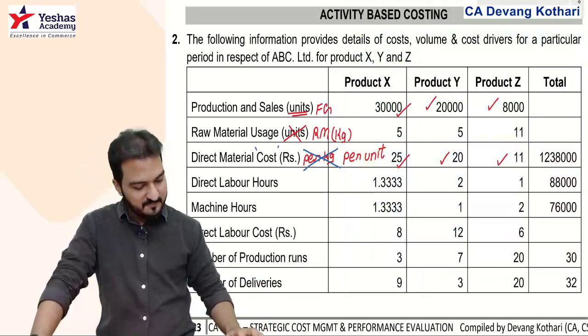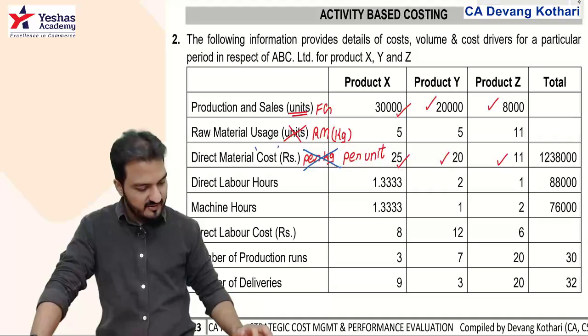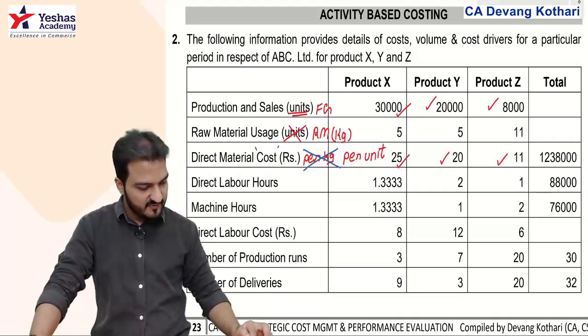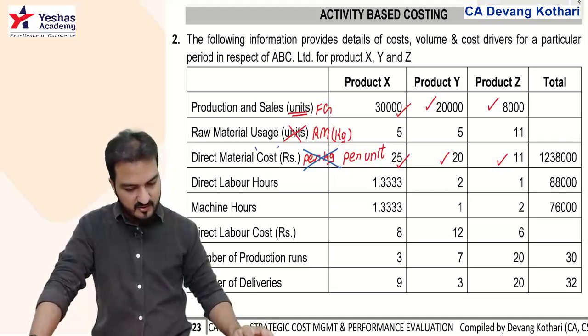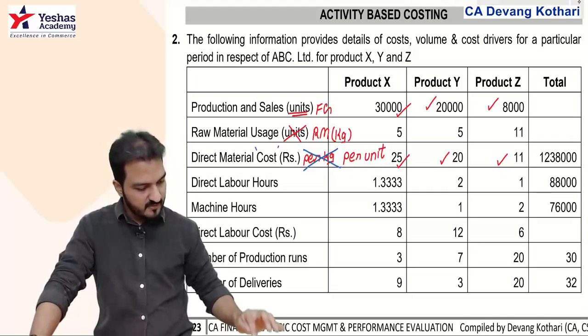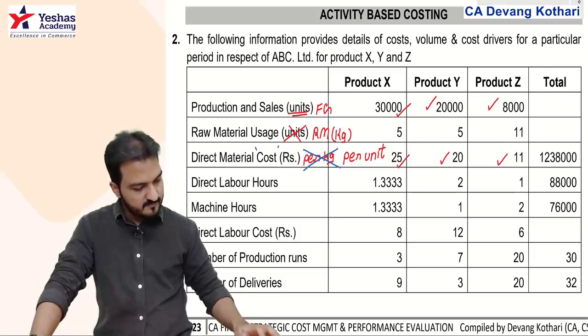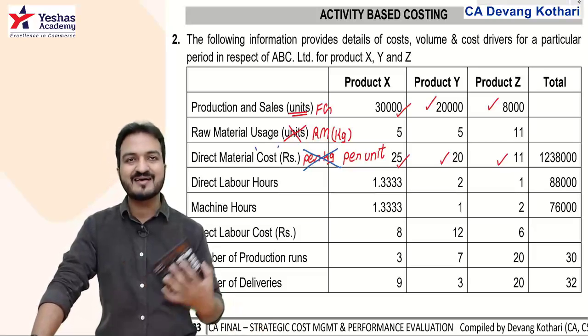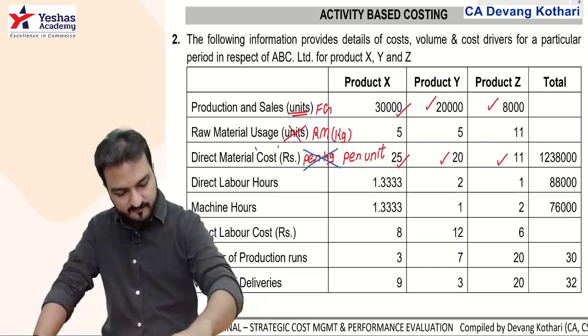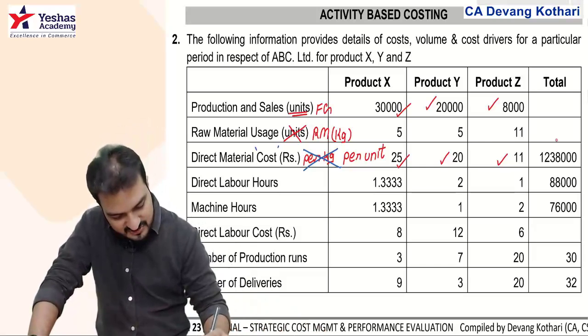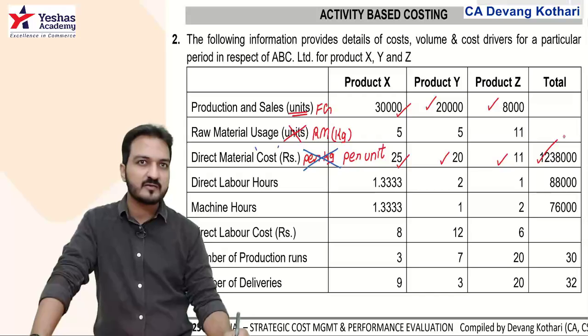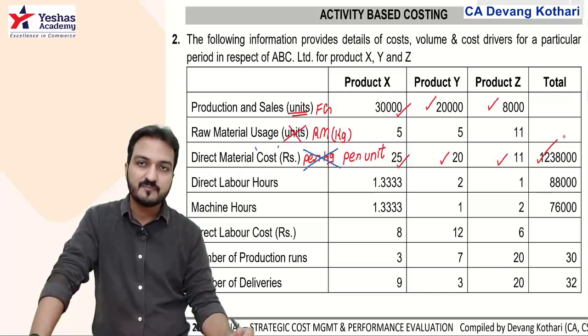These ones, 25 into 30,000. You can try in your calculators. So 7,50,000 plus 20 into 20,000, 4 lakhs, plus 11 into 8,000. Yes, it matches with 12,38,000 total over here. So the total material cost you therefore get here is 12,38,000. Done. Yes.